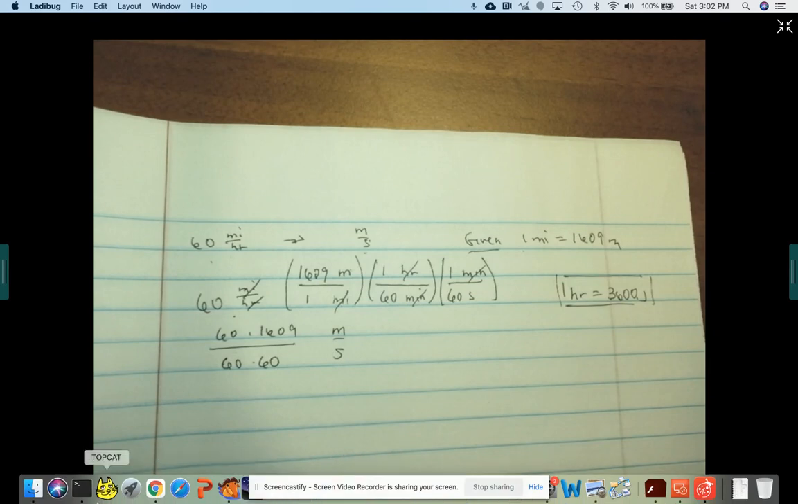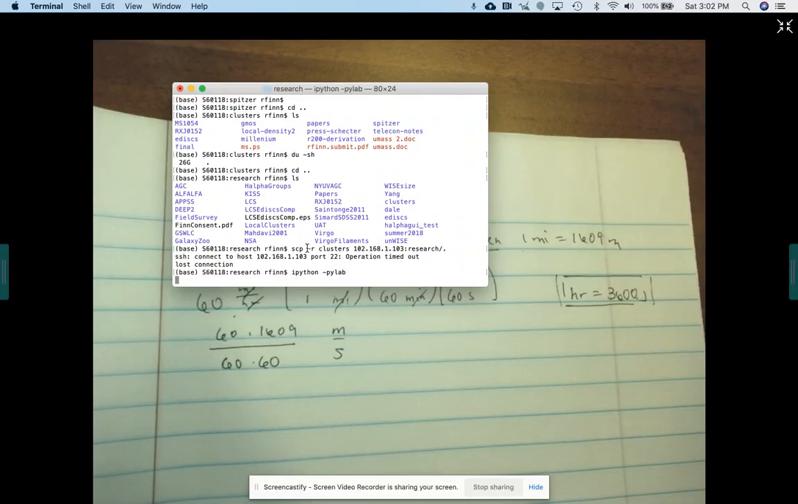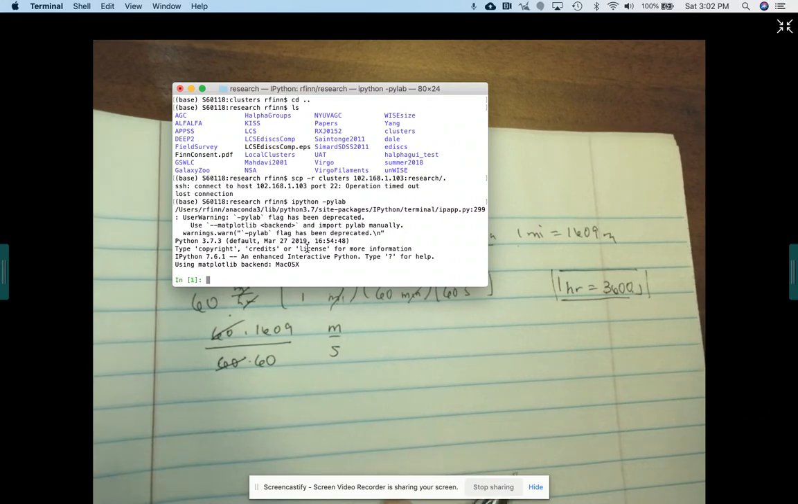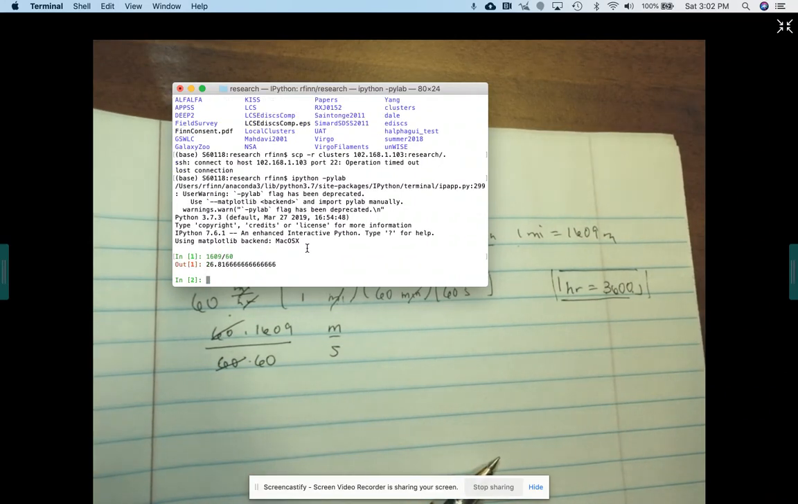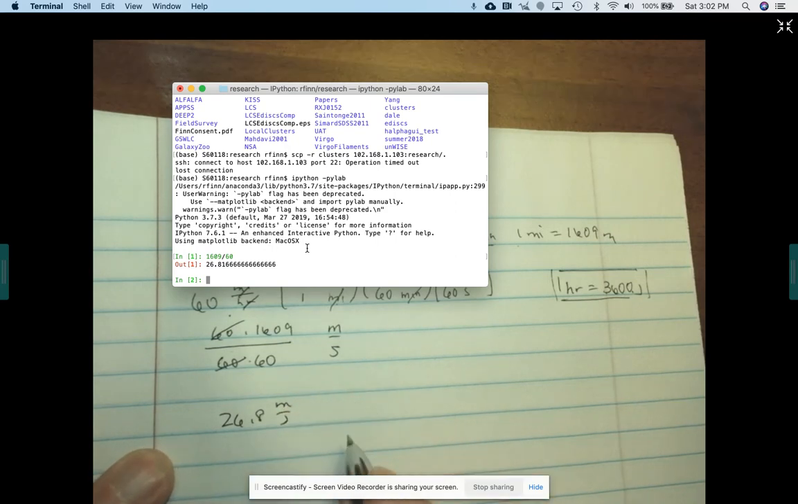So let's use Python to do our calculation here. Okay, and the 60 on the top and the bottom actually cancels out, so we could get rid of one of those. So we want to do 1609 divided by 60. And that gives us 26.8 meters per second.